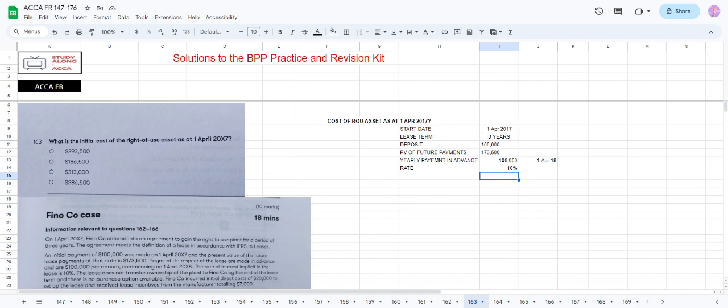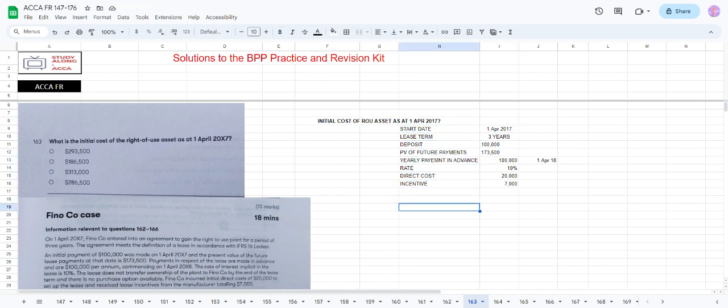The company incurred initial direct cost of 20,000 to set up the lease, so we can say there are direct costs of 20,000 to set up the lease, and received lease incentives from the manufacturer of 7,000. They're asking about the initial cost of ROU asset.